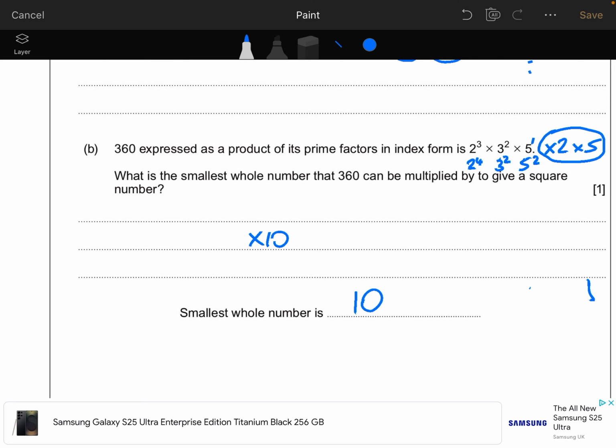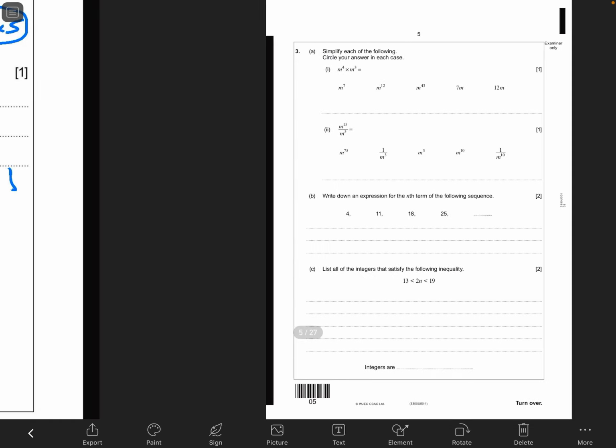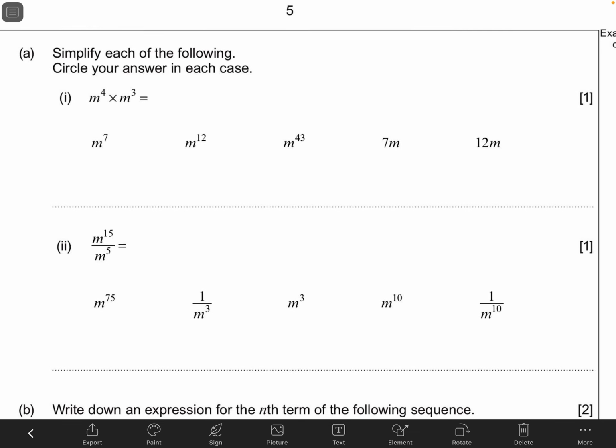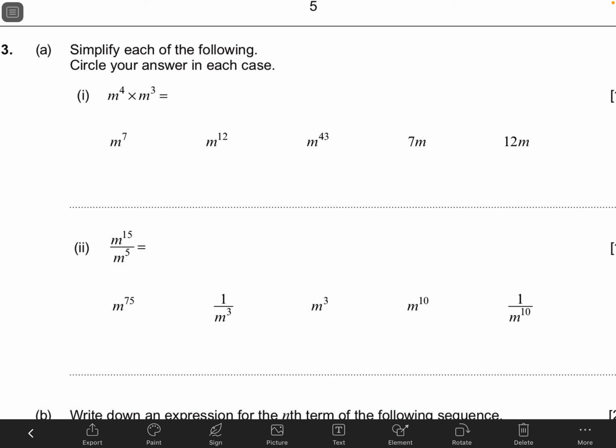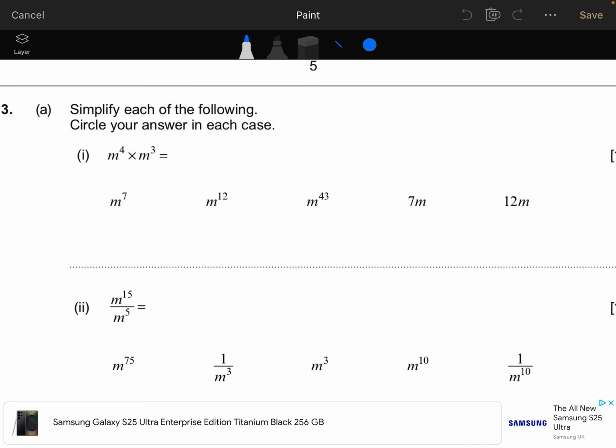Okay. Moving on. There's a multi-choice question here. So for question 3, simplify each of the following, circle your answer in each case. M to the 4 times M to the 3 is just M to the 4 plus 3. When we're multiplying these indices, we add the powers. So that is M to the 7, which is that one there. And M to the 15 over M to the 5, when we're dividing these indices, we do subtraction. So 15 take away 5, that's M to the 10, which is there.